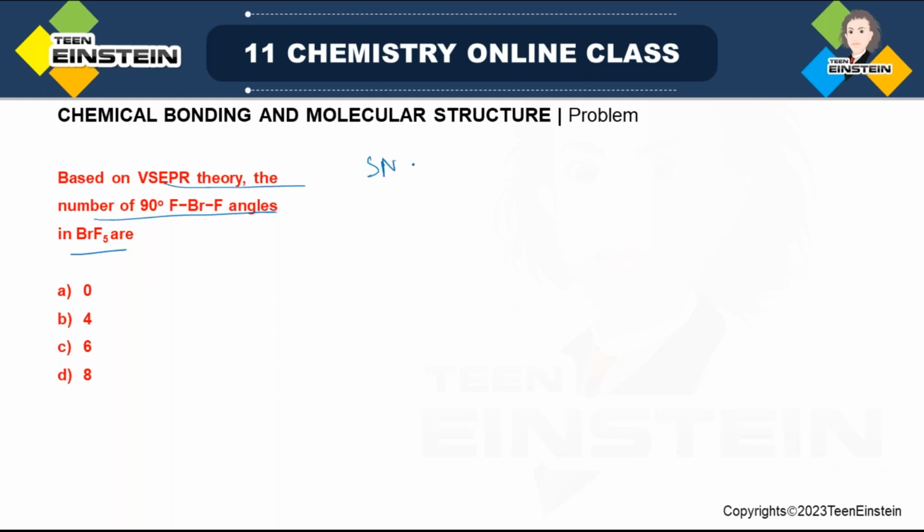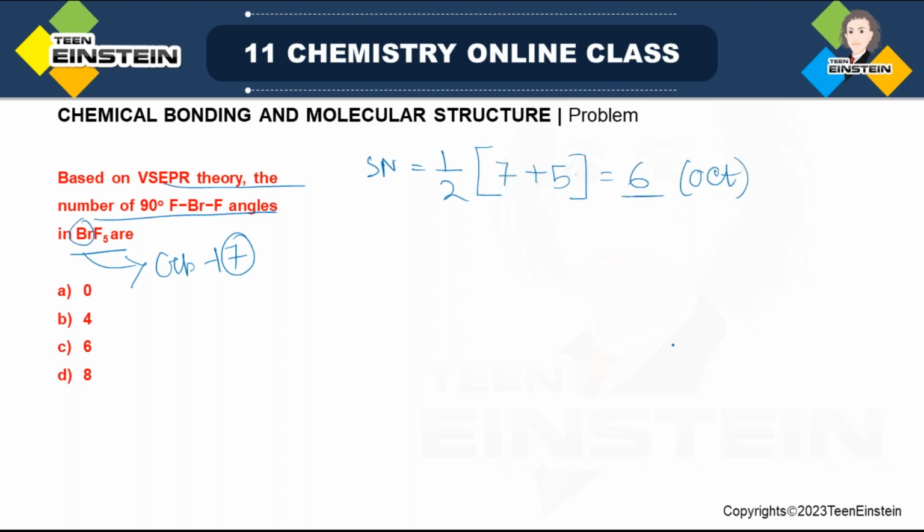So the steric number will be equal to half the number of valence electrons. Here the central atom is bromine, and bromine is from group 17, so the number of valence electrons will be the last digit, which is 7. The number of monovalent atoms attached is 5 fluorine. It is neutral, so no question of charge. So it is 12 by 2, which gives you 6. That means it should be octahedral, because the total number of positions is 6, right?